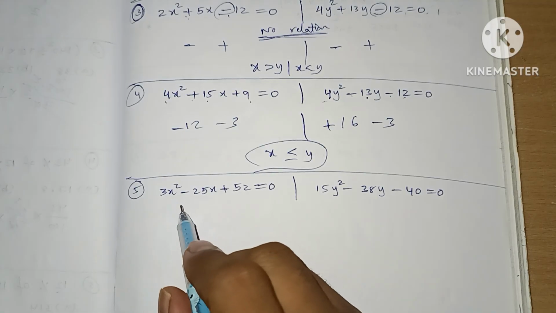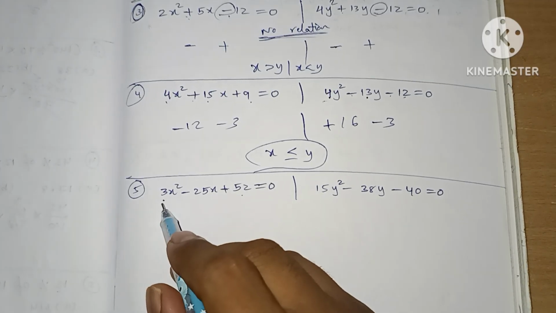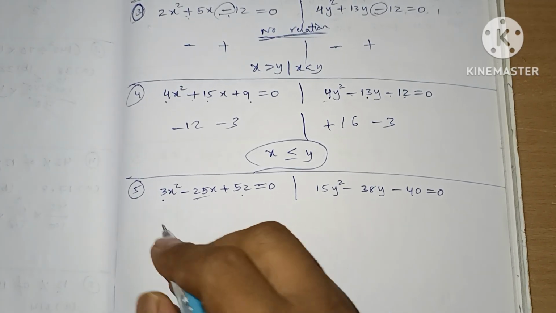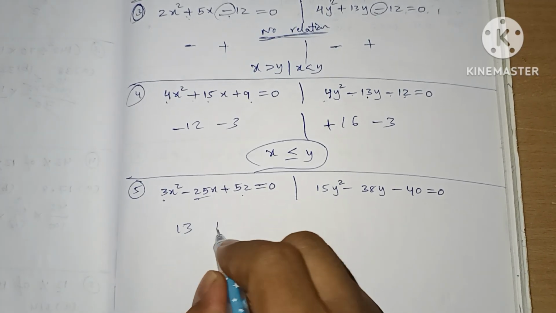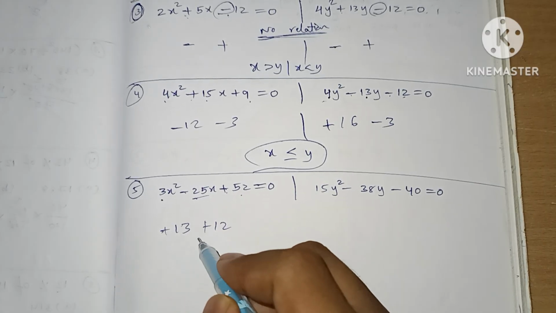Next, here we have 52 and 3. So 52 3 times is 156. 156 means I can write this as 13 12 times is 156. Minus and plus means the roots are in positive.